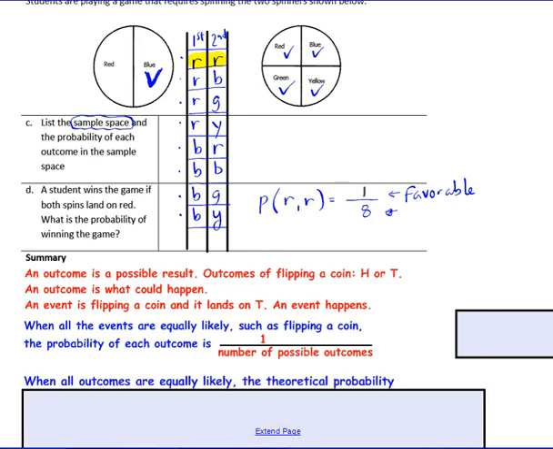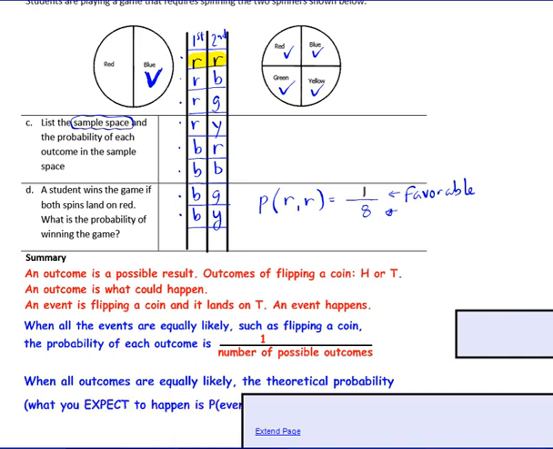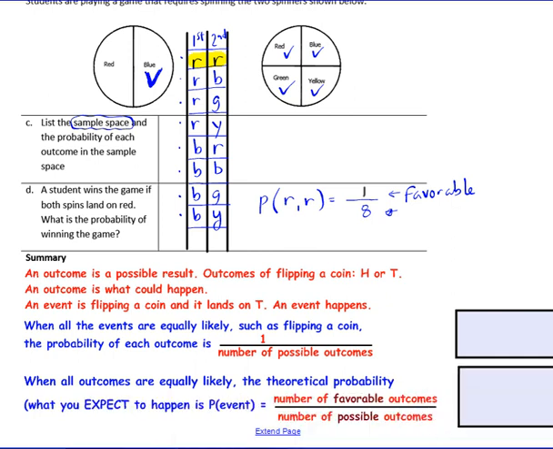Finally, when all outcomes are equally likely, the theoretical probability. Now remember that theoretical probability is what you would expect to happen based on the number of items. When all items are equally likely, the theoretical probability, that's what you expect to happen. Okay, so it's written as the probability of the event is equal to the number of favorable outcomes over the number of possible outcomes. And again, you'll get used to these terms and the ways of writing the probabilities as we practice each day.